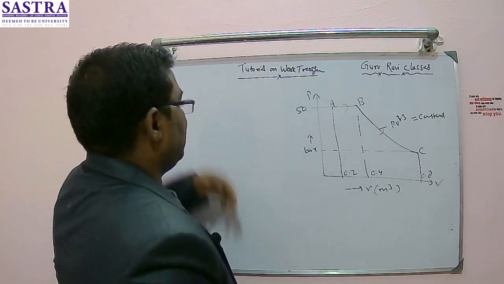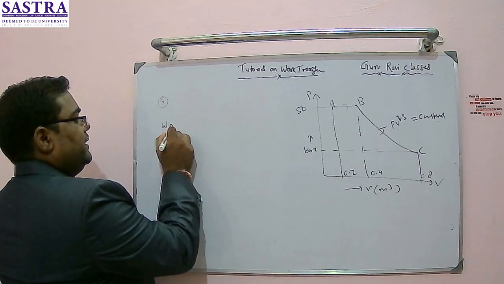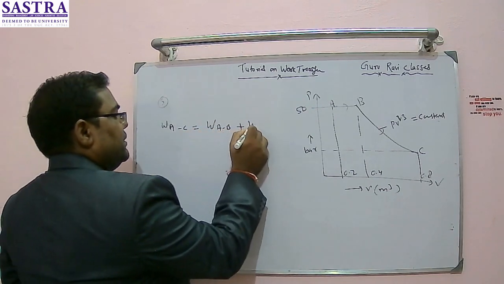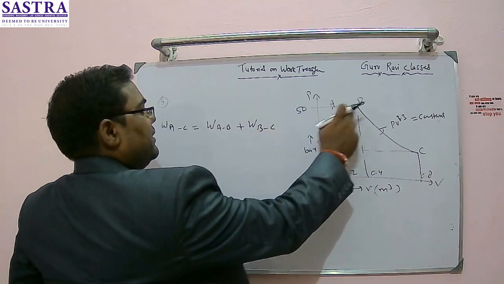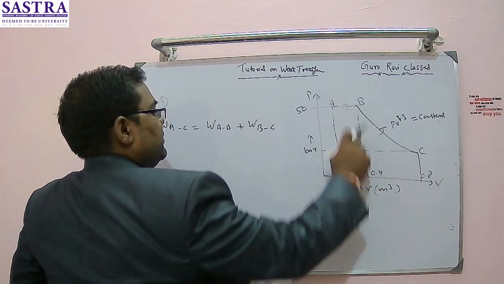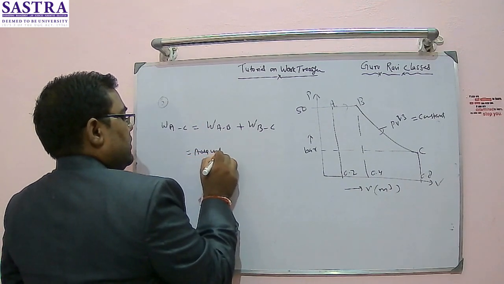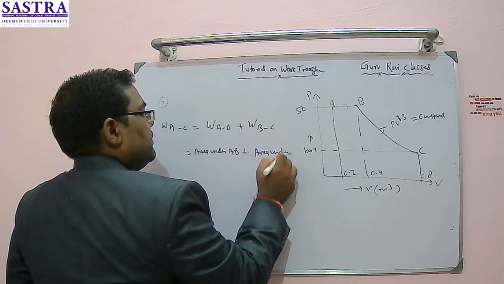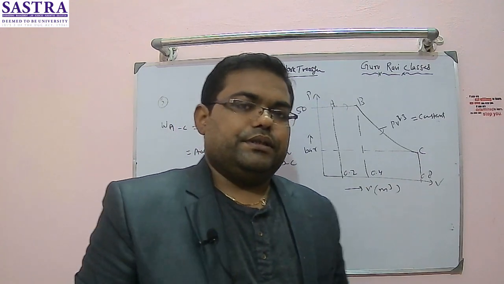So when you are writing the total work, W A to C, I want to write W A to B plus W B to C, right? So W A to B is the area under this curve and W B to C is the area under this curve. So area under AB plus area under BC. This is my work transfer.